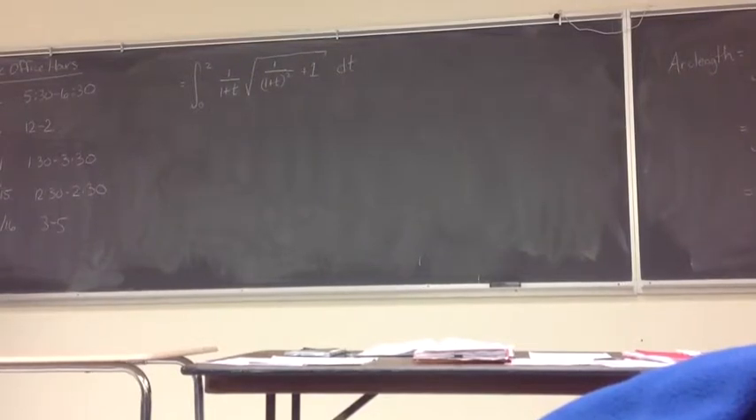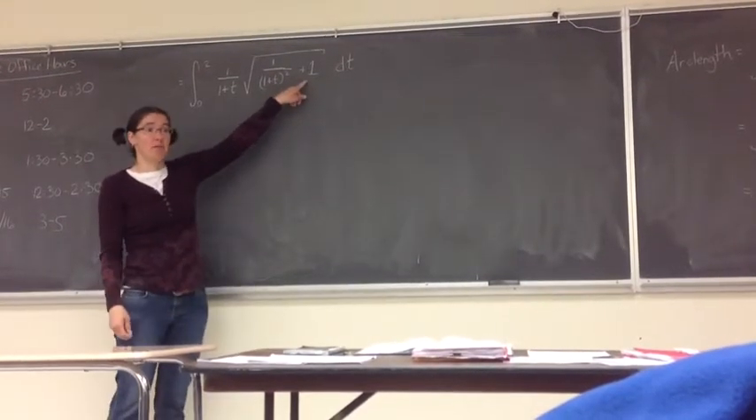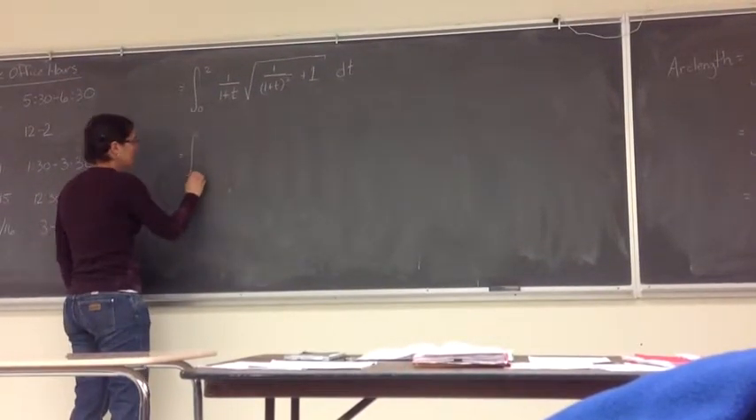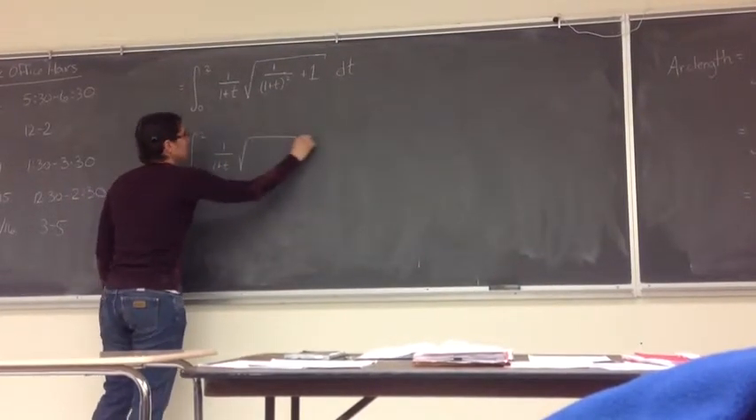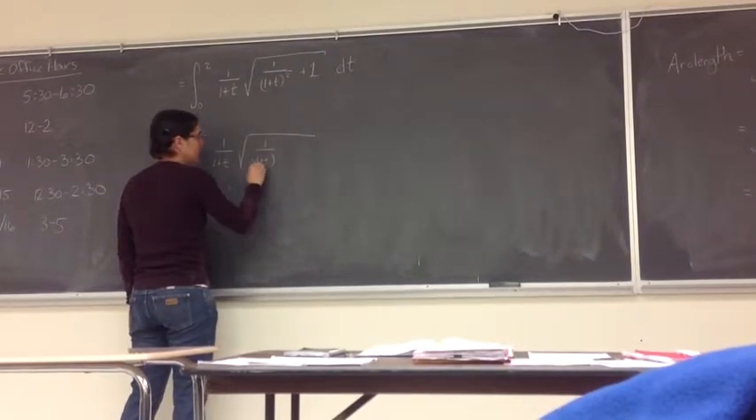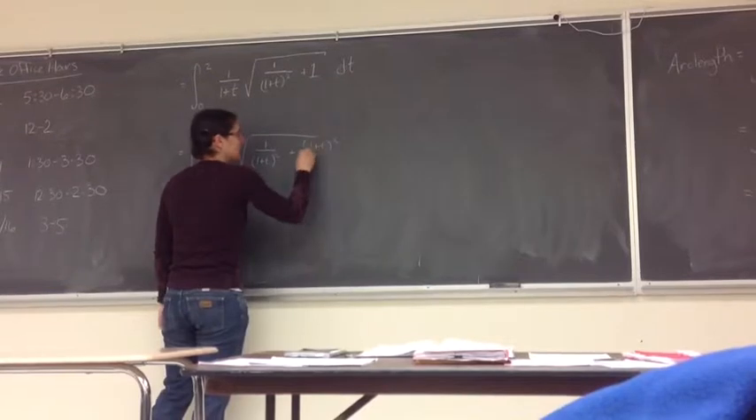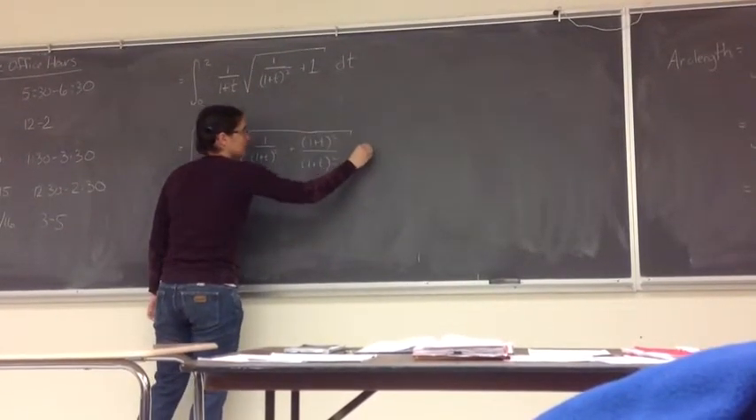And if we wanted to completely get rid of that square root, then we'd have to combine those terms inside. So we could find a common denominator. I don't know if that will help us, it might. Try it out. Integral from 0 to 2 of 1 over 1 plus t times the square root of 1 over 1 plus t squared plus 1 plus t squared over 1 plus t squared dt.